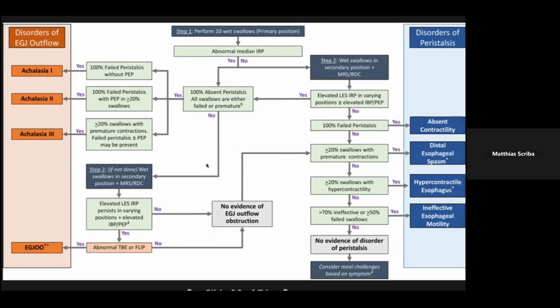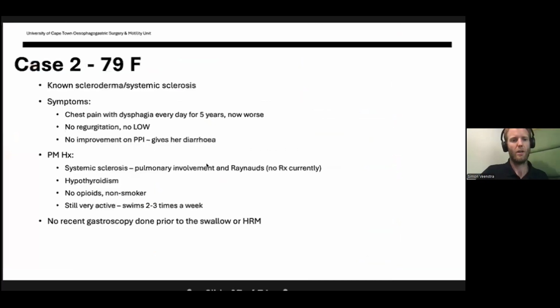Thanks, Simon. So the second case is a 79-year-old lady. She is known with scleroderma. She's had long-standing symptoms of chest pain and dysphagia every day for 5 years and is now getting worse. She denies regurgitation or any loss of weight. She's been on PPIs, but they haven't helped at all. In fact, she states they've given her diarrhea. And she's also known with hypothyroidism.